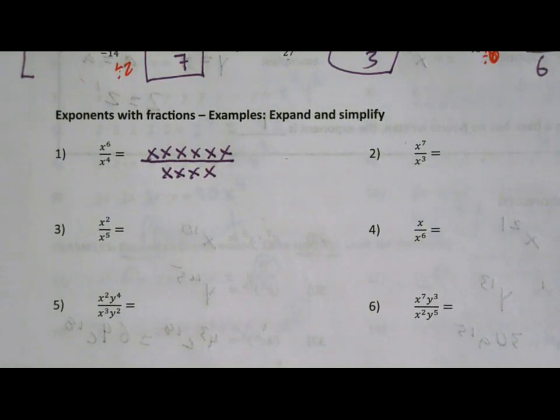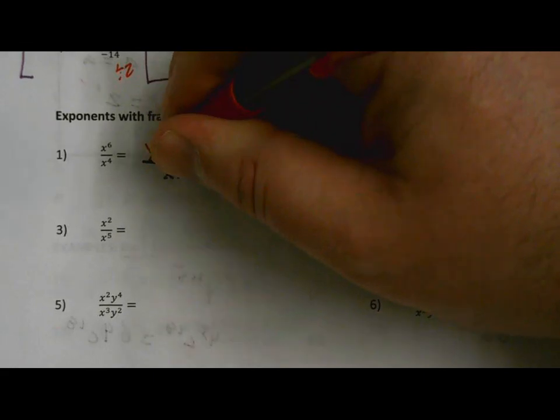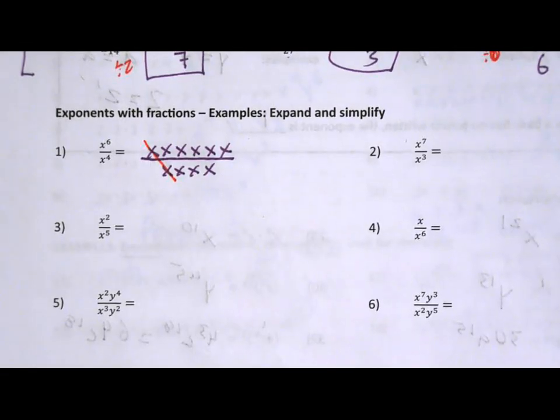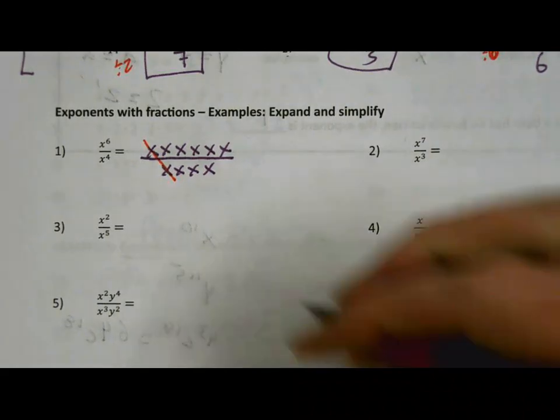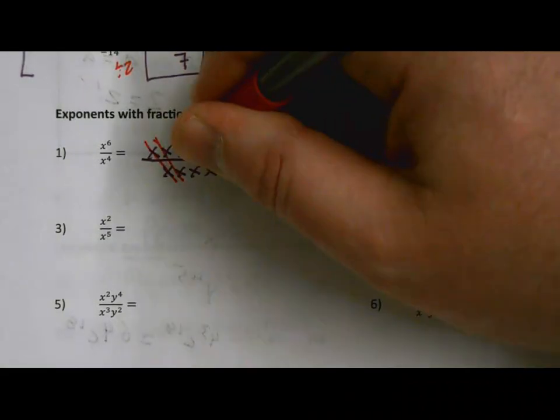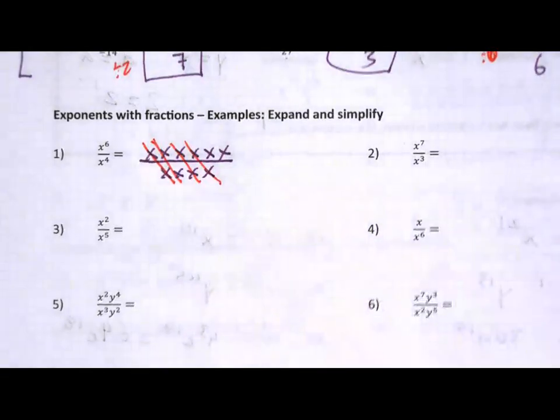Do you all know what we're allowed to do when we have factors that match in the top and bottom of a fraction? Do you know what we're allowed to do with those factors? We can cancel them. So like this x matches up with this x, I'm allowed to cancel and cross those out. These are going to cancel also, and these are going to cancel also, and these are going to cancel also.